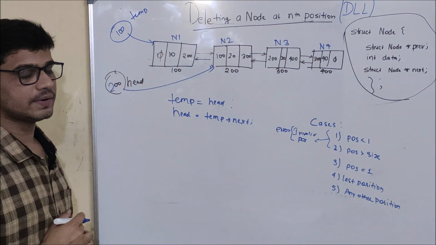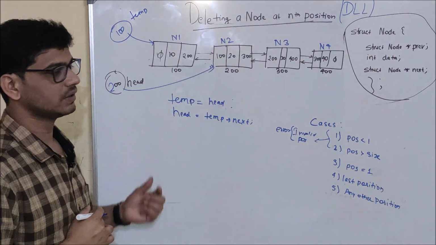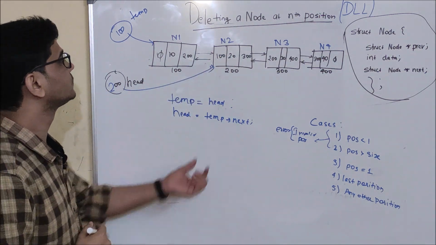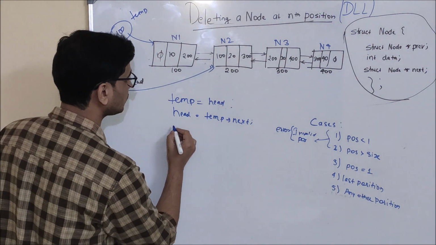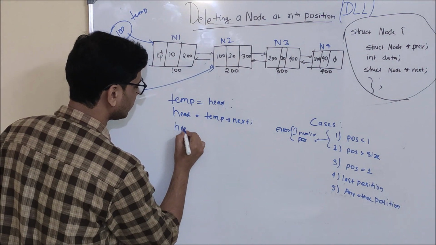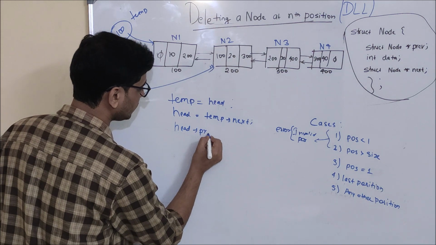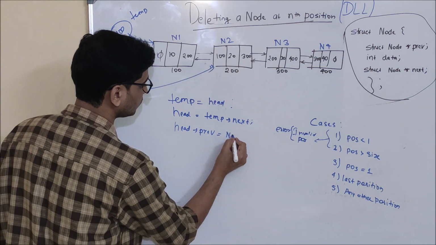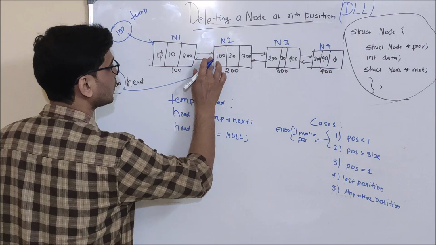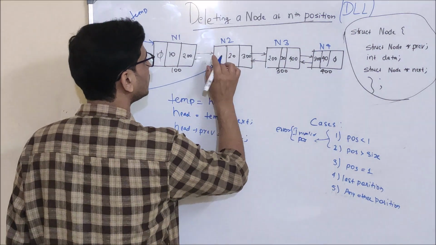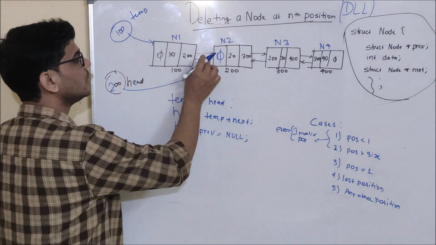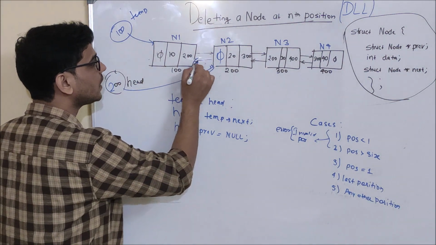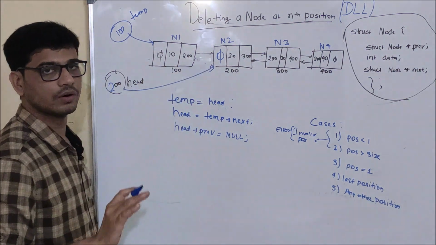And what do we need to do after that? We need to do one more thing. We need to update the previous part of node 2. So head dot previous equal to null. And what is going to happen? This will be updated to null, which means node 2's previous part linked to node 1 will get broken.